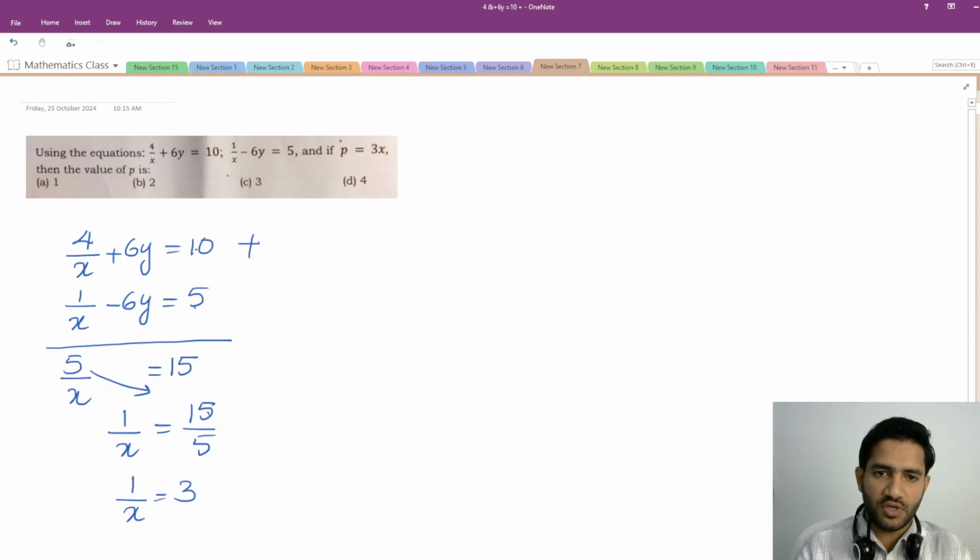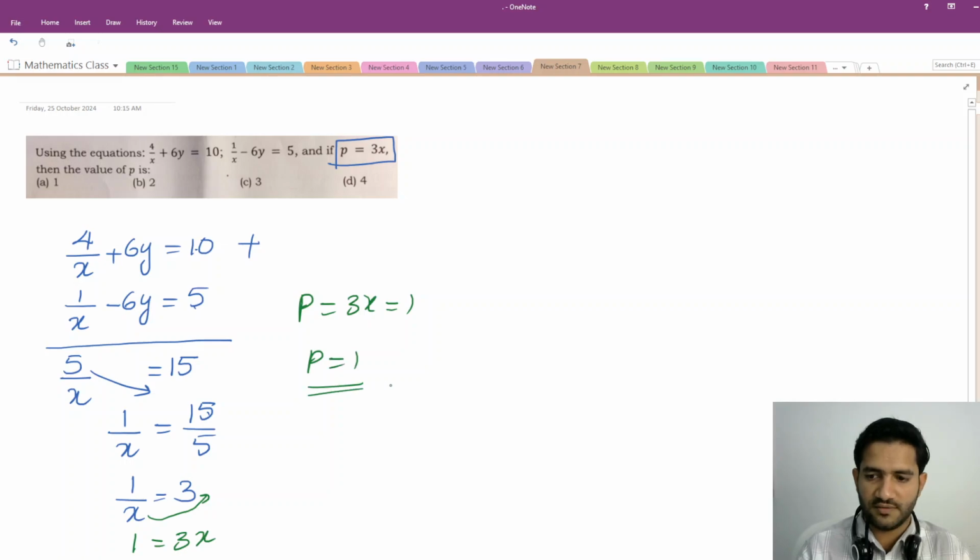If p equal to 3x, then what is the value of p? If I am taking this x to the right side, what will happen? Yeah, it will be 1 equal to 3x. Again read the question: p equal to 3x. So here 3x is equal to 1. So p equal to 3x, but here 3x is equal to 1. So clearly p equal to 1 is the final answer.